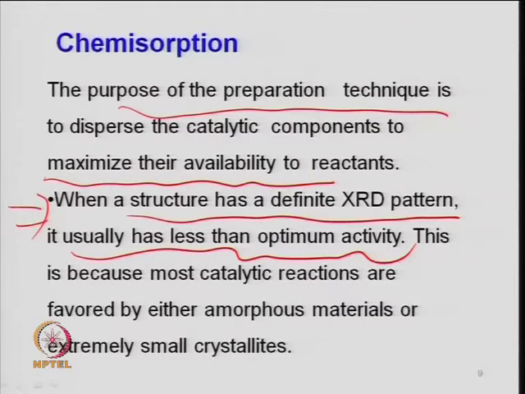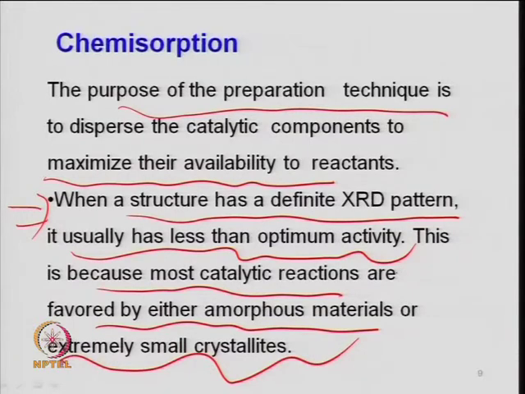This is because most catalytic reactions are favored by either amorphous material or extremely small crystallites. So, if you are developing a catalyst, the crystal size should be as small as possible, and when you have a small crystal size, then they may not be detected by XRD analysis. So, crystalline material may not be good, or the degree of crystallinity may not be related to the catalytic activity.